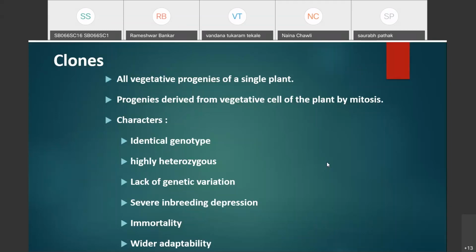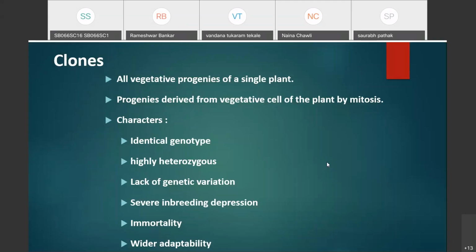That's why the clones are nothing but the progenies which are derived from the vegetative cells of the plant by mitosis. Okay, that is the important thing. Progenies derived from the vegetative cells of the plant by mitosis. Okay, then the characters of the clones.